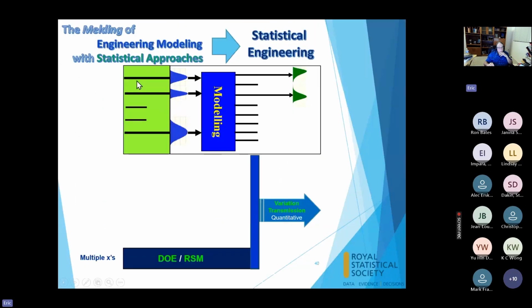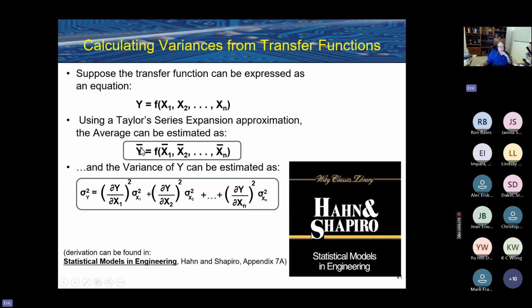y is a function of multiple factors, then as a first approximation, the mean is plugging in the means of all the input factors into the equation, and you can predict the mean of the output. And the variance can be estimated using the partial derivative of the equation, squaring it, times the variance of each of the inputs. The derivation is in Appendix 7A of Statistical Models in Engineering by Hahn and Shapiro. And so we can now use this and predict the mean from RSM, but also predict the variance and combine them together into a predicted CPK.